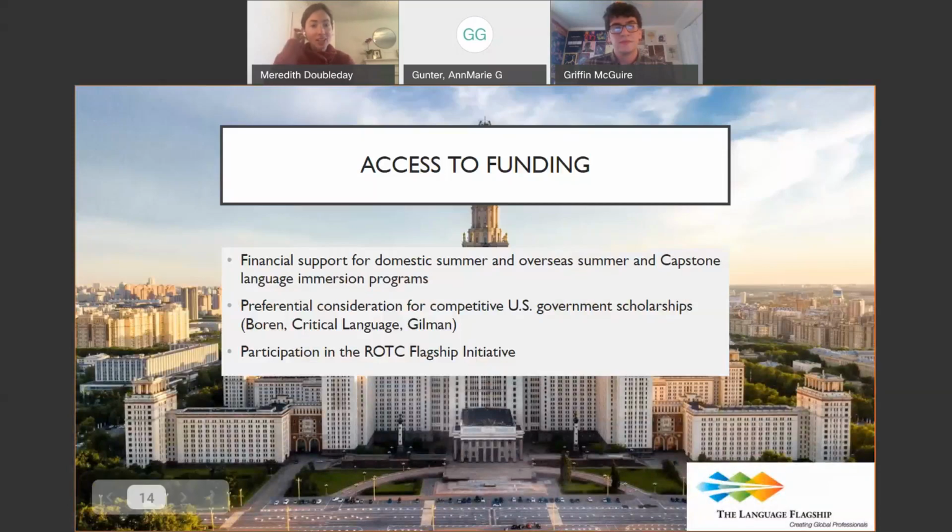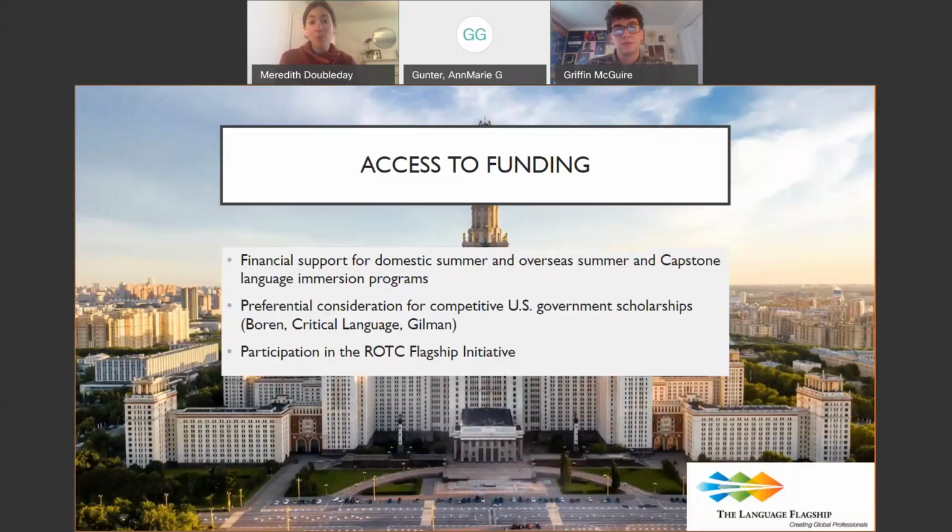Okay, so in addition to providing students the opportunity to not only study abroad once, but twice in the Russian-speaking world, we also provide financial support through the Language Flagship Initiative to make this possible. There's support for domestic and overseas summer programming. There's funding for the capstone year in Almaty, Kazakhstan. Also, students who participate in the program as flagship students receive preferential consideration at the national level for additional uber competitive US government awards such as Boren.